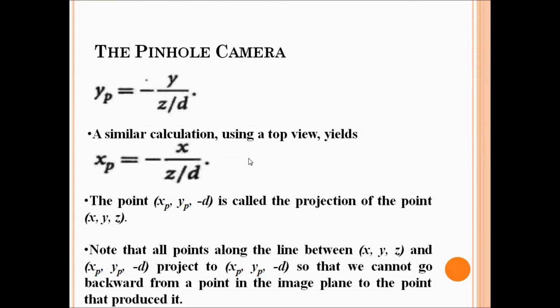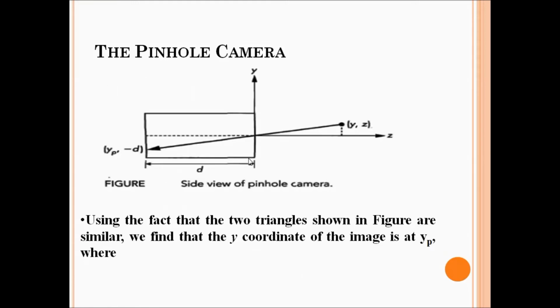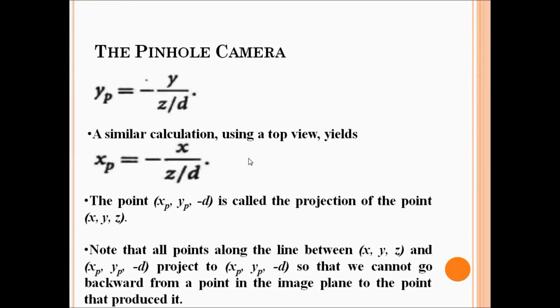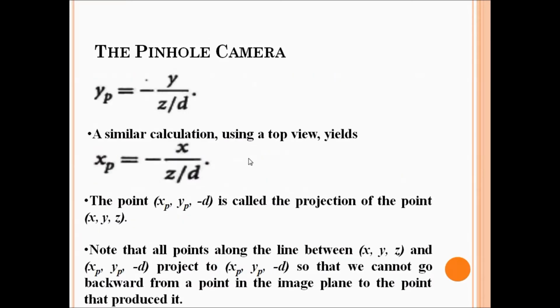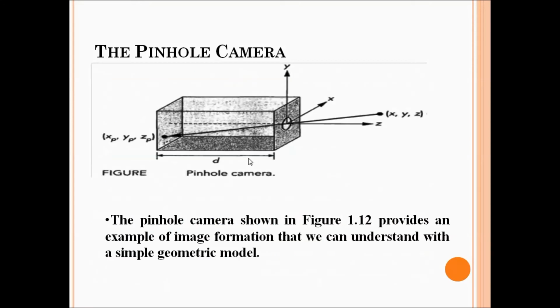Right? So using the formula of similar triangles, I can yield a value for yp and xp. yp is equal to minus y by z by d. xp is equal to minus x by z by d. So these are the values of the coordinates of the image plane. And one more important thing, the point xp comma yp comma minus d is called the projection of the point x, y, z. You can see there in the diagram.